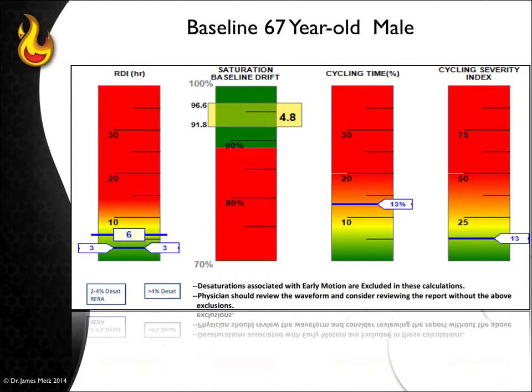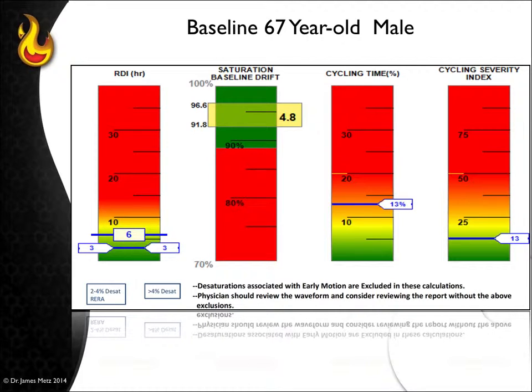So if you look at this, you'll see an apneic event of 6 and a desaturation of about 4.8%, from about 94 down to 91. And then you'll see the cycling time is 13% and the cycling severity is 13. Well, what that means, the first graph is actually the RDI. It measures the number of desats that are from 2 to 4% and the ones that are greater than 4%, and then adds them up to create an RDI, which is the 6.